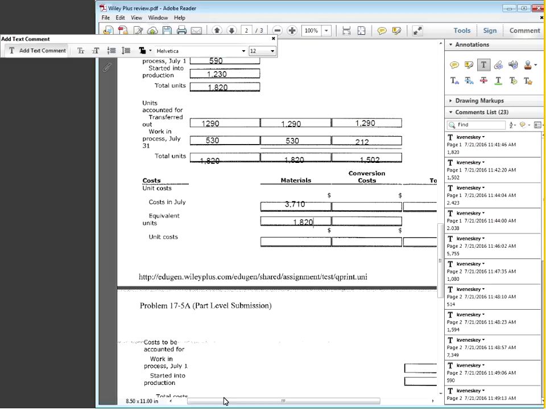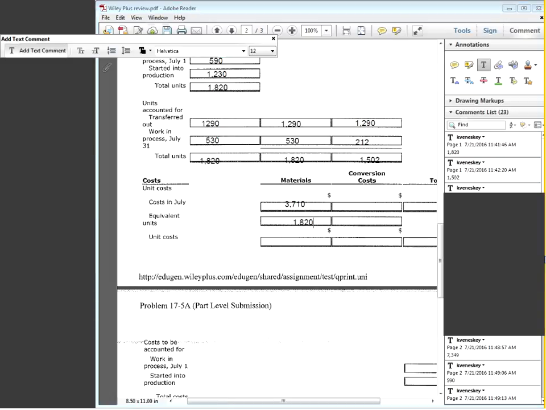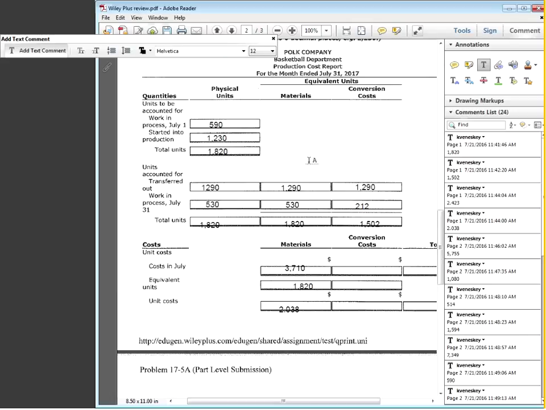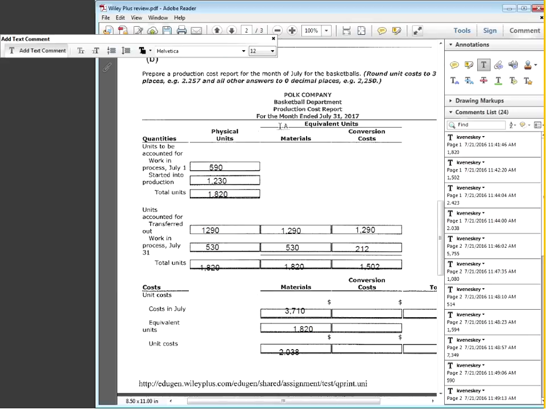And now finally our unit costs. I think you may have recognized we've already done this calculation. Let's do it again. And that's that 2.038. It tells us again to take it out to the third decimal place for units.